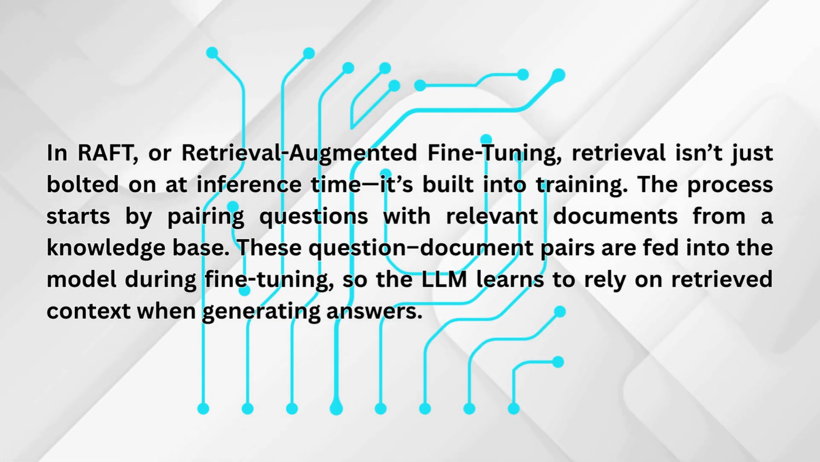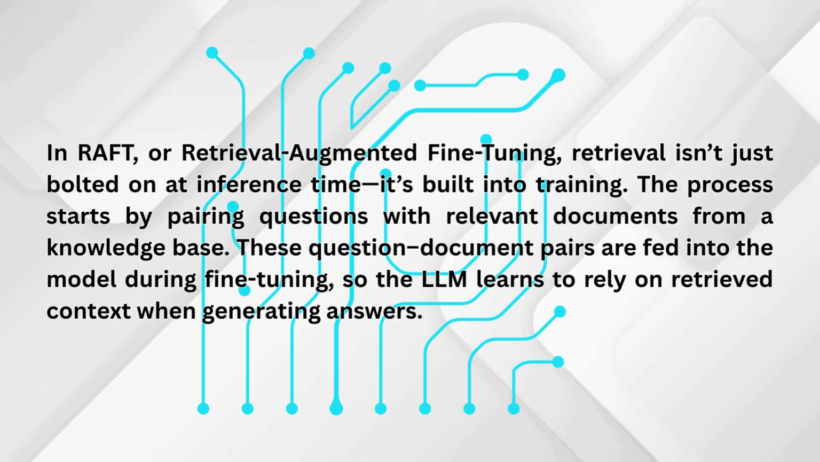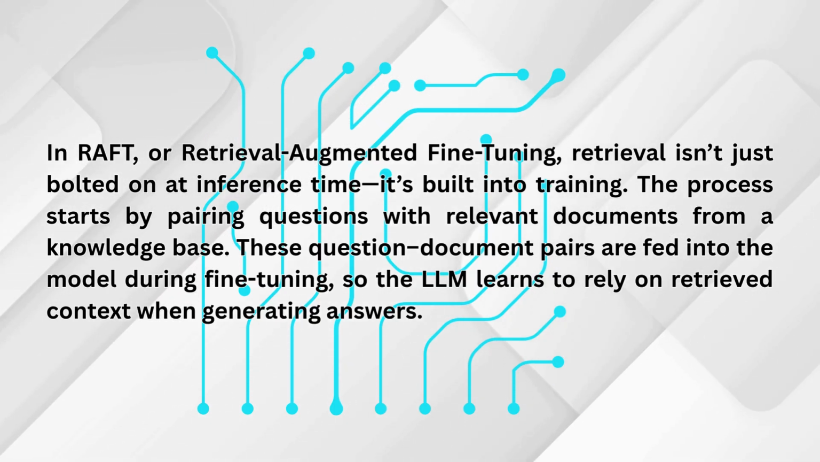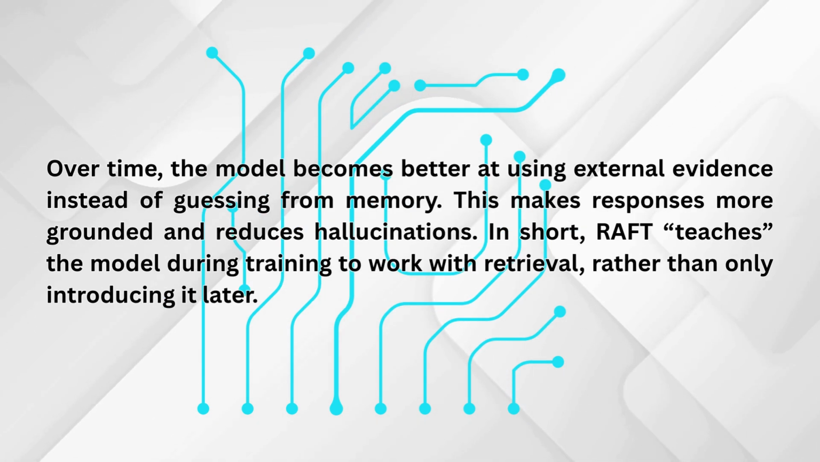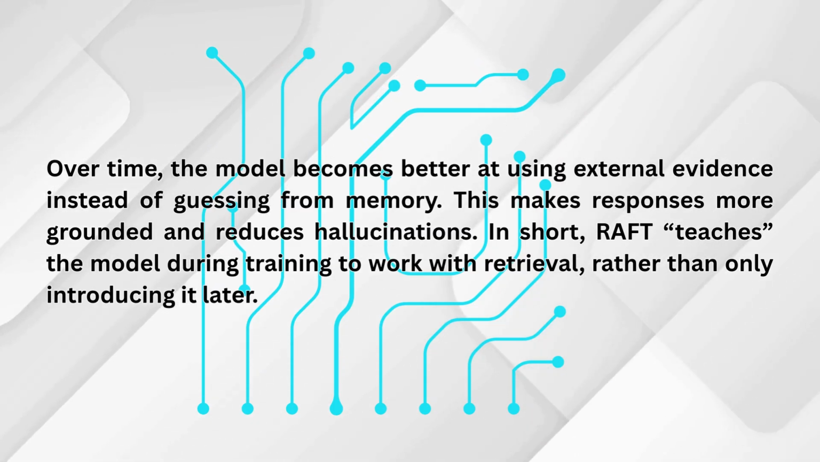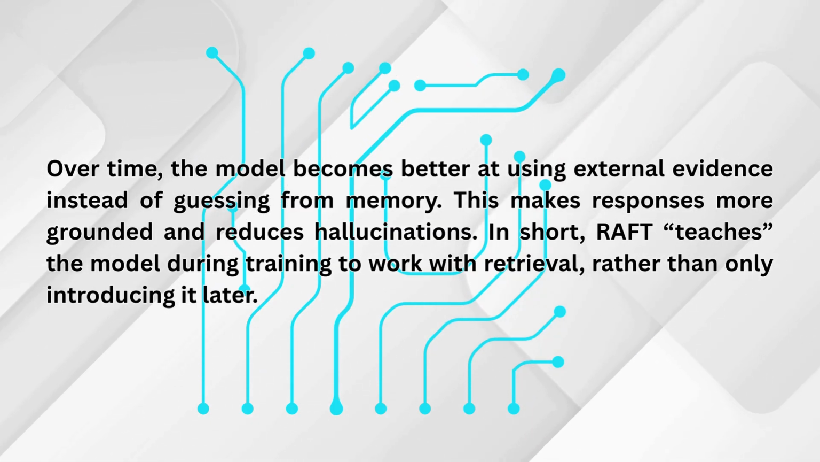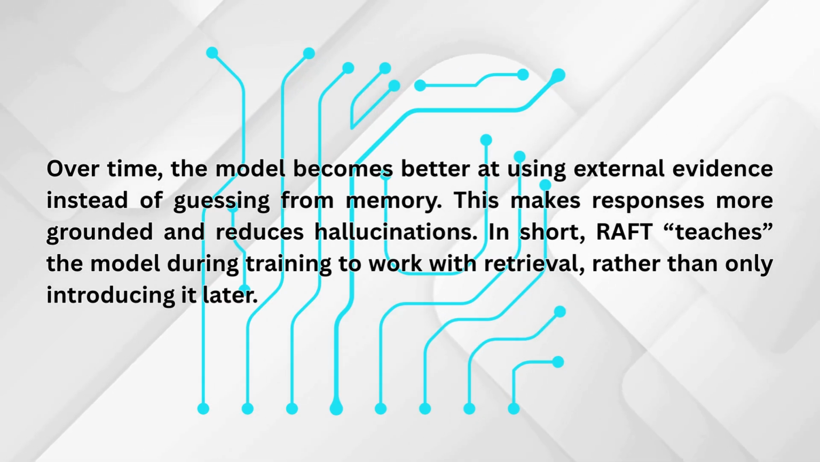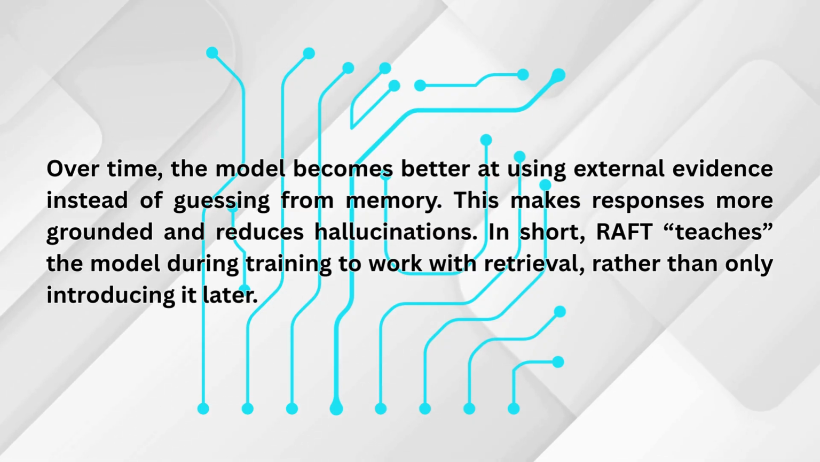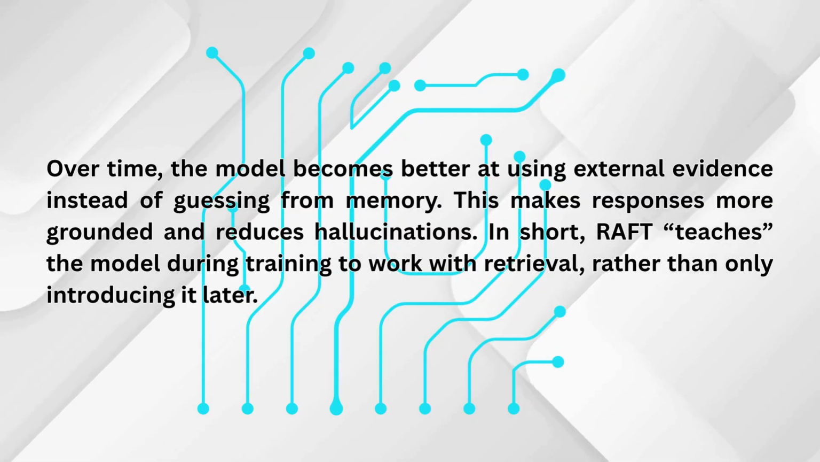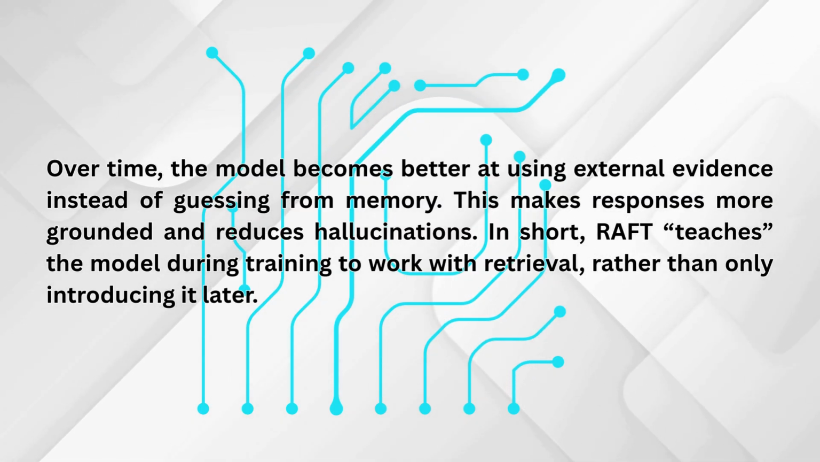These question-document pairs are fed into the model during fine-tuning, so the LLM learns to rely on retrieved context when generating answers. Over time, the model becomes better at using external evidence instead of guessing from memory. This makes responses more grounded and reduces hallucinations. In short, RAFT teaches the model during training to work with retrieval rather than only introducing it later.